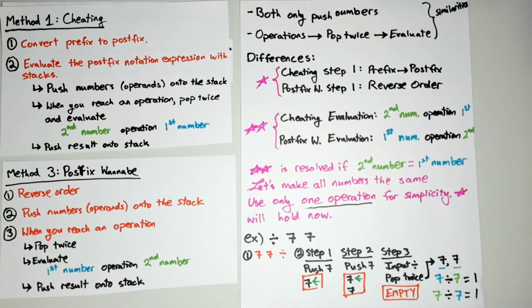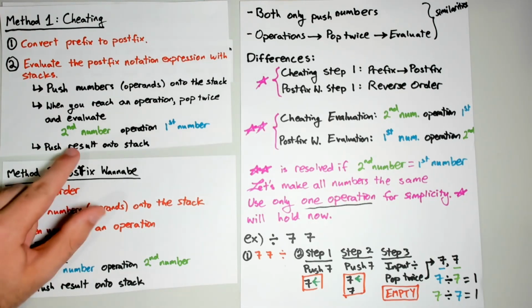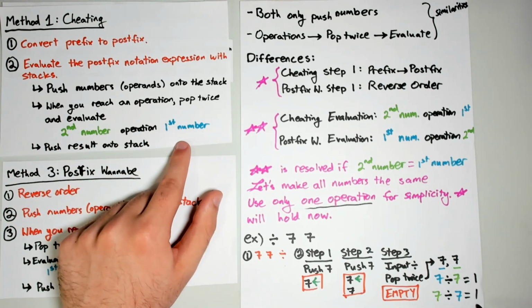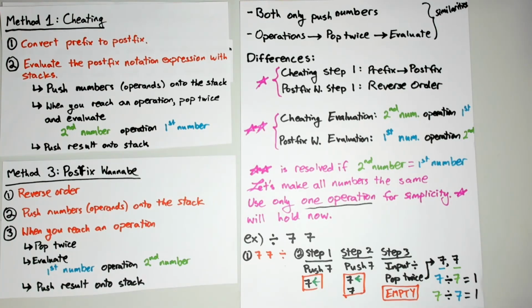Okay, so let's see what this looks like with the cheating method. The cheating method tells us to convert from prefix to postfix. So we put our 7s over here, and we put our operation after the expression instead of in front. And then we're supposed to push the numbers onto the stack. So we push the first 7 and then the second 7. And then when we input a division, we pop twice. We get a 7 and a 7. And then via the cheating method, we do the second 7 first, divided by the first 7, and we get 1.